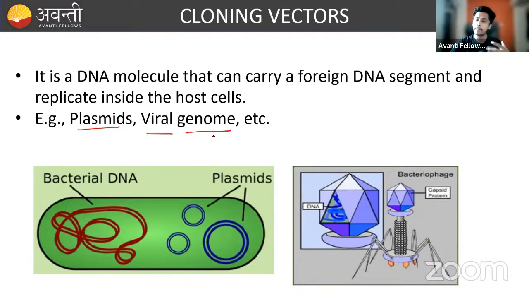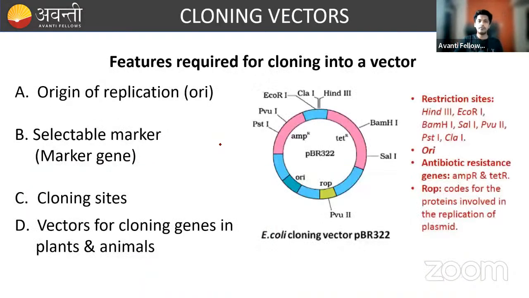You can talk about bacteriophage, which we call phage vectors, or you can also call them retroviral vectors, etc. So there are many types of vectors. Now, for a vector to be ideal for us to use, it has to have specific characteristic features. Only then can we use a vector.